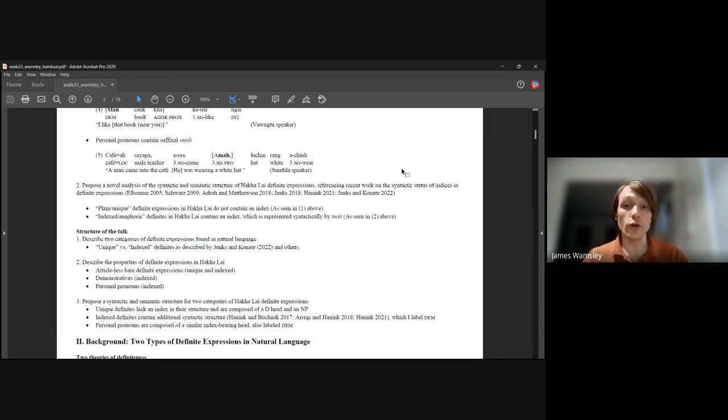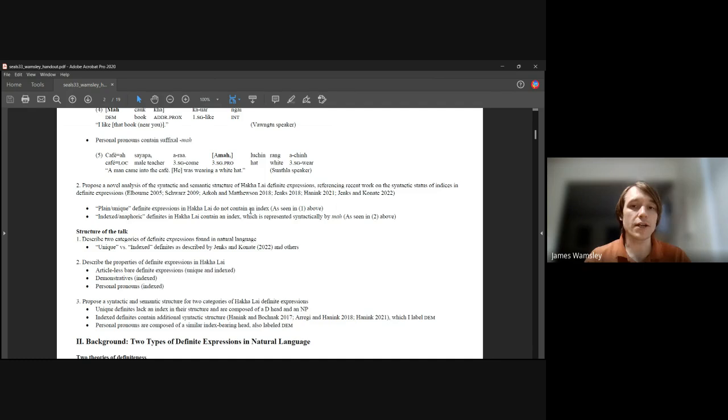So my second goal of the talk today is to propose a novel analysis of the syntactic and semantic nature of Hakha Lai definite expressions, and ground it in the recent work that's been done on the syntactic status of indices on indefinite expressions. A whole series of citations here, but there are actually several others.